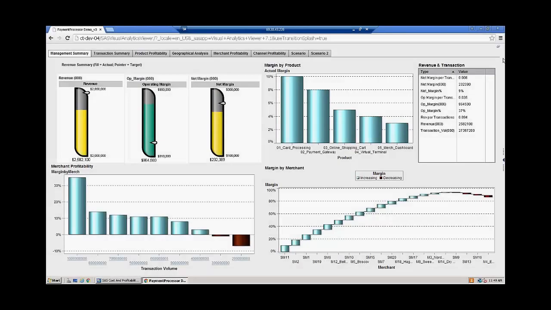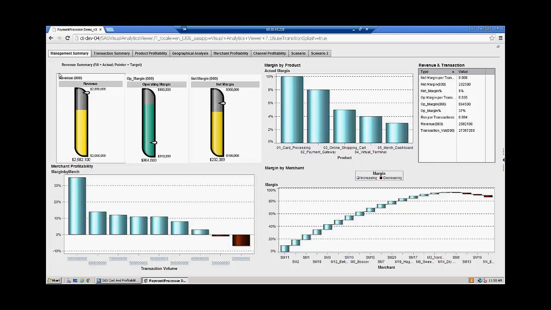Let's take a look at how Profit Analytics for Payment Processors can help you navigate the dynamic global payment processing landscape. We'll start with a sample dashboard view. The dashboard is organized by functional tabs: Management Summary, Transaction Summary, Product Profitability, Geographical Analysis, Merchant Profitability, Channel Profitability, and Scenario Analysis. The Management Summary provides high-level KPIs and other reports of interest to management.